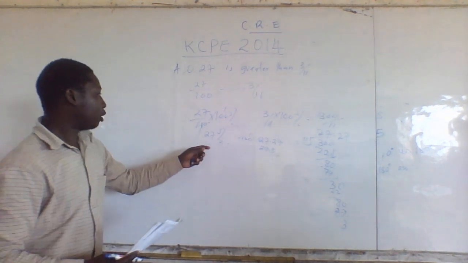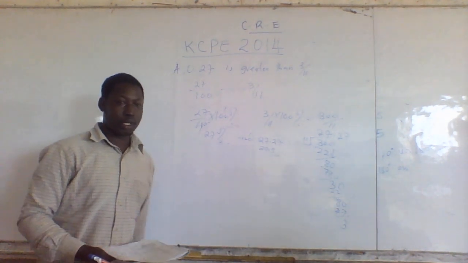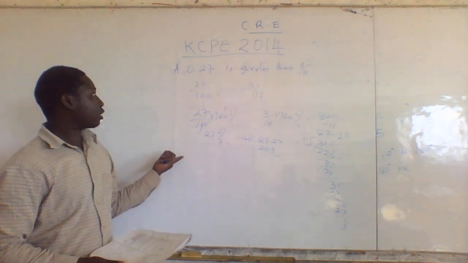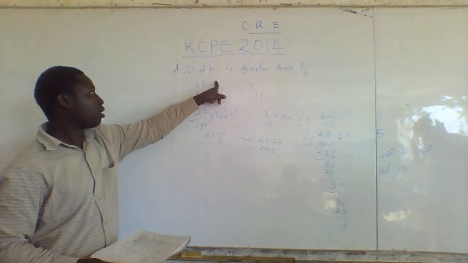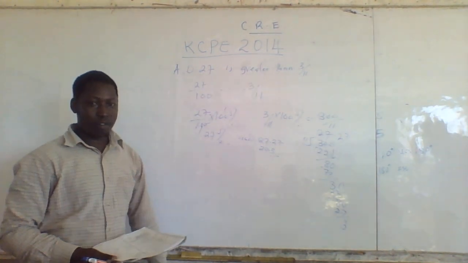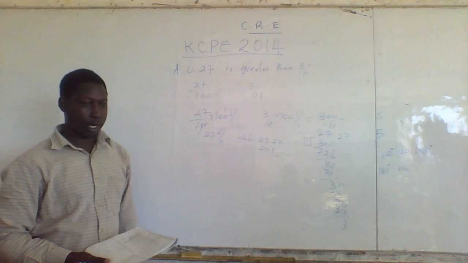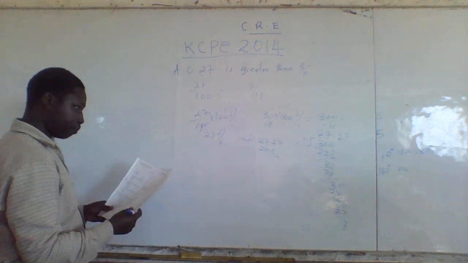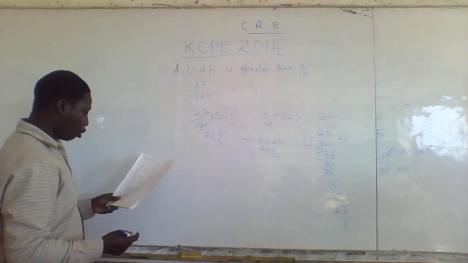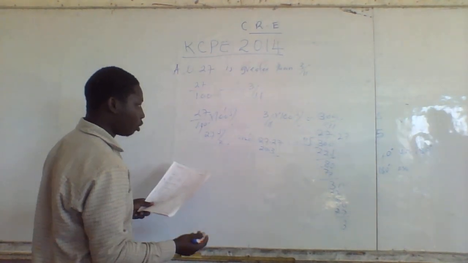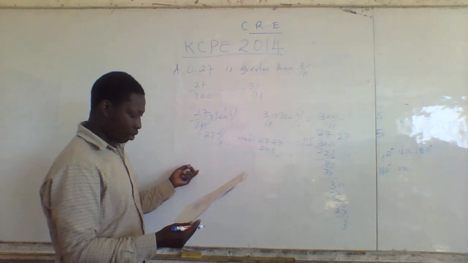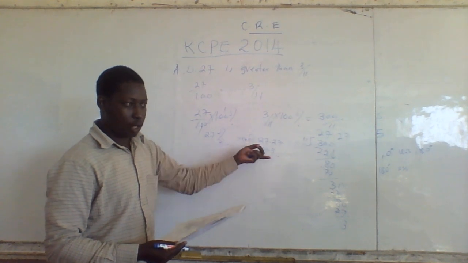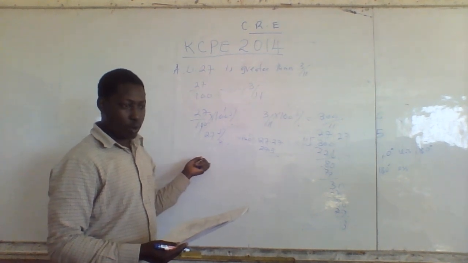So when you compare 27% and 27.3, which one is greater? 27.3, isn't it? So is the statement correct that 0.27 is greater than 3 over 11? No. Move to the next one, where we have 0.27 is equal to 3 over 11. Are they equal? No, they are not equal, because one is bigger and the other is smaller.